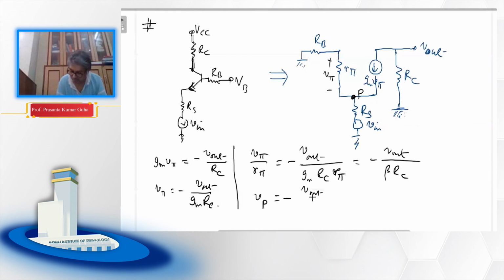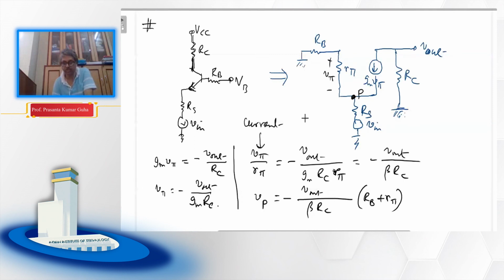minus of V out over beta RC, okay, multiplied by RB plus R pi, right? Because the voltage here is basically the voltage drop across R pi plus the voltage drop across RB. So this is the whole resistance RB plus R pi, and this is the current, right? So this current multiplied by the whole resistance is the voltage Vp.